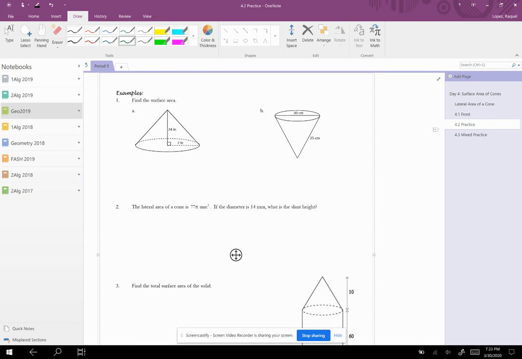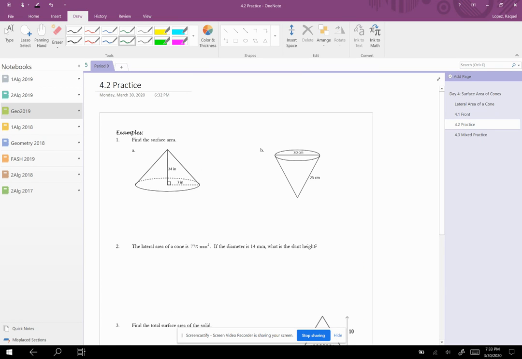Cool. So now let's turn the page around and let's do some practice. I'm going to go ahead and write the formula up here again. So that's pi r squared plus pi r l. Now remember, L stands for slant height. Now this part right here will just give you your lateral area, and then this part right here is your base. So when we combine them, we get our total surface area.